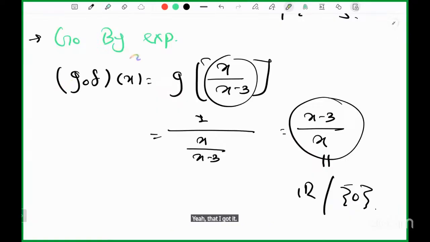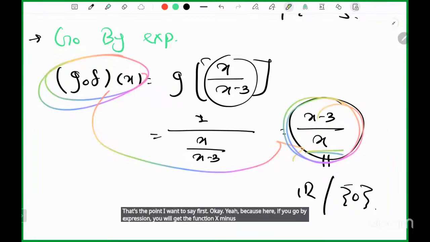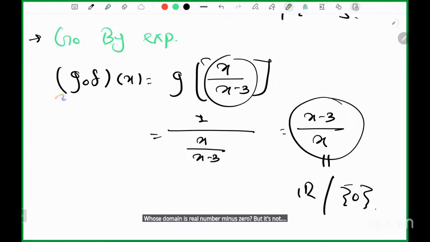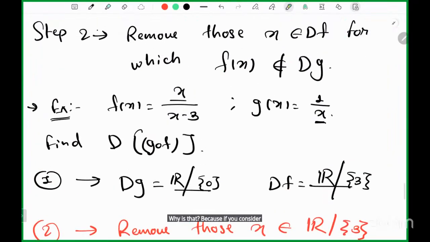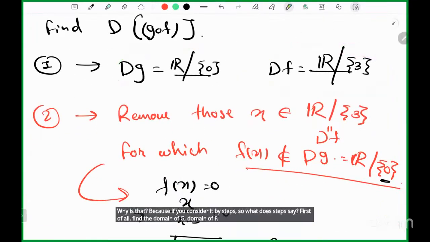Yeah, because here, if you go by expression, you will get the function x minus 3 by x, whose domain is real number minus 0. But it's not equal to the domain of G composition f. Why is that? Because if you consider it by steps, what do the steps say? First of all, find the domain of f. I think this much is clear to everyone.